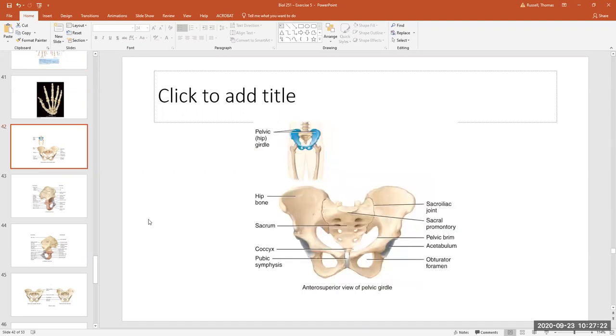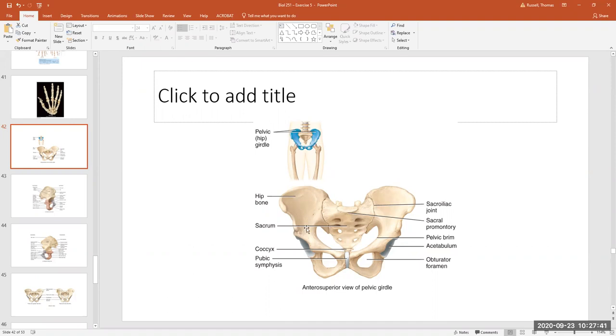The hip bone is called the os coxae bone. The os coxae bone is formed by three little bones. So this whole hip bone is called the os coxae bone. We're going to learn the sacrum later. We're not doing this one now. We're just doing what's in blue up here.